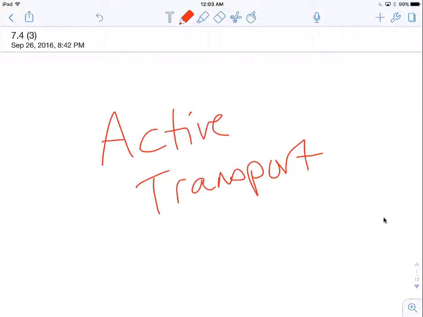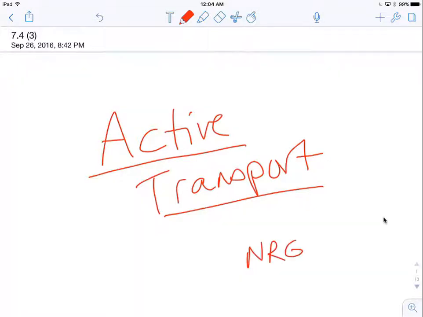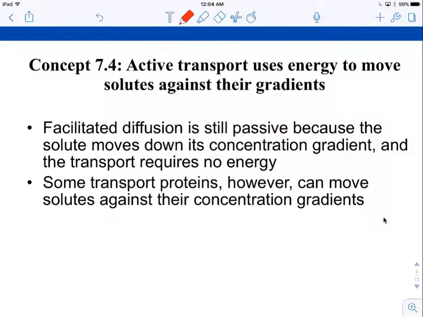All right, continuing on with our Chapter 7 transport discussion, we already talked about passive transport, which does not require energy. So now we're going to talk about active transport, which does require energy. Active transport uses energy to move solutes against their concentration gradients.